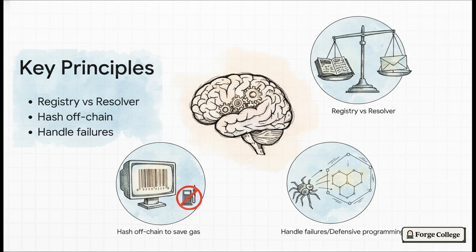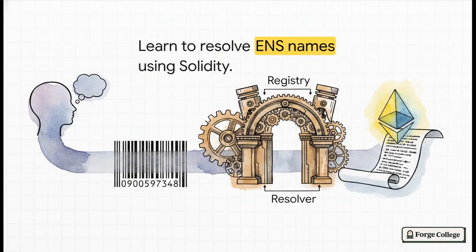If you lock these 3 core principles into your mental model, you are going to avoid a massive class of bugs when writing your on-chain resolution logic. Defensive programming is your best friend here. And with that, our prerequisite is complete. Building on our previous lesson about preparing ENS names, you now have the exact architectural mapping you need to safely write your Solidity lookup sequences. We took the human string, turned it into a mathematical barcode, and successfully navigated both the registry and the resolver.